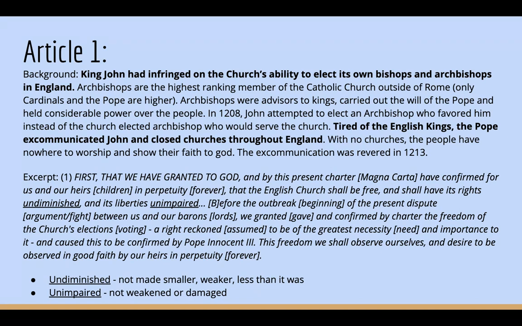King John had infringed on the church's ability to elect its own bishops and archbishops in England. Archbishops are the highest ranking member of the Catholic Church outside of Rome. Only the cardinals and the Pope are higher. Archbishops were advisors to kings, carried out the will of the Pope, and held considerable power over the people. In 1208, John attempted to elect an archbishop.